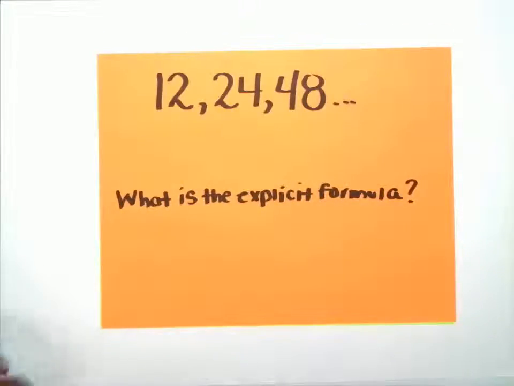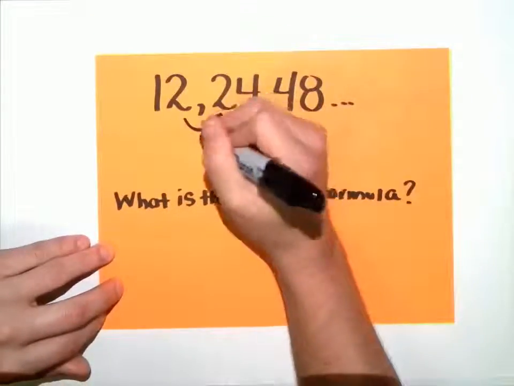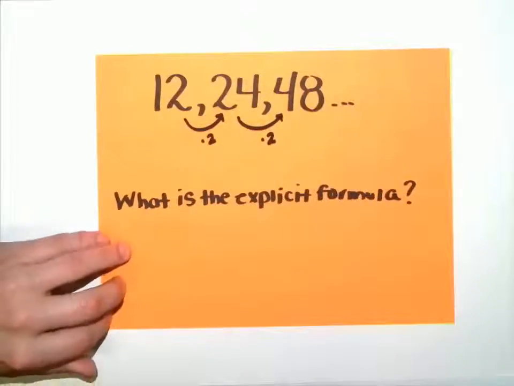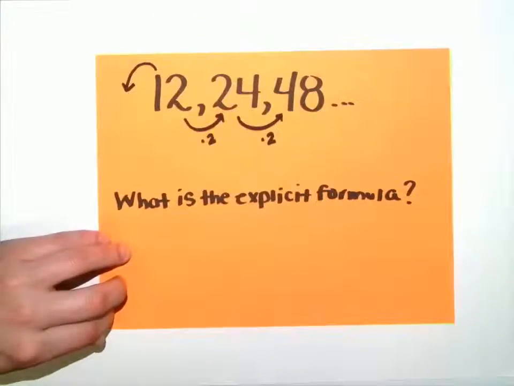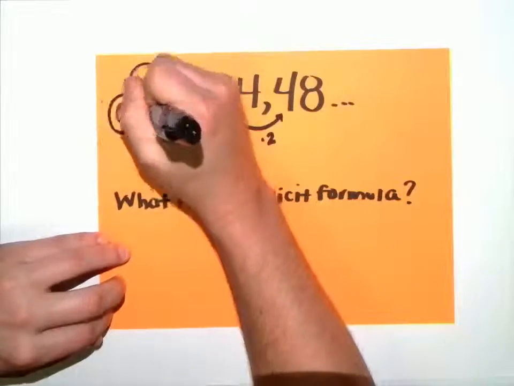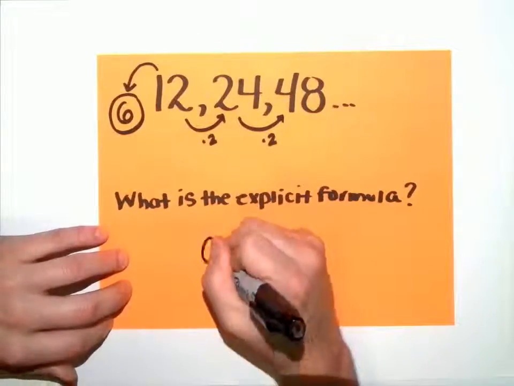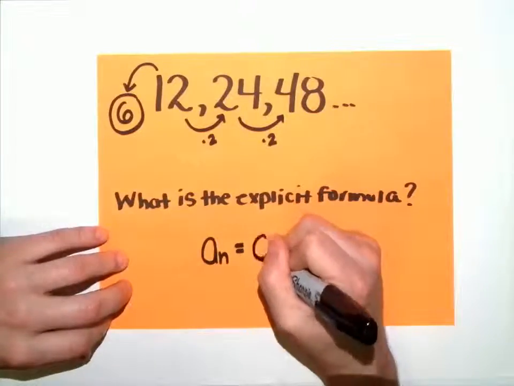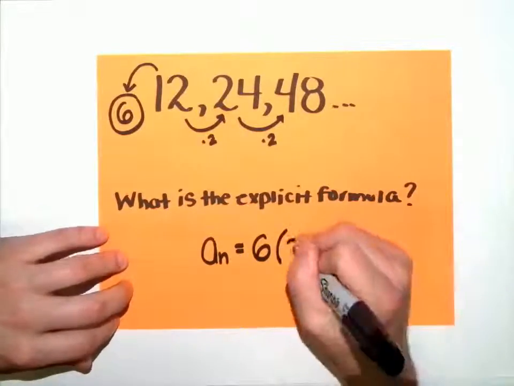So let's try to identify first our pattern, our common ratio. What are we multiplying by to get from 12 to 24? It's times 2. And from 24 to 48, it's times 2. And we can go back and find our 0 term. And our 0 term is going to be 12 divided by 2, which is 6. There's our 0 term. So when we go to write our explicit formula here, we're going to start with a sub n equals. This is starting at the number 6. That's our 0 term. We're multiplying by 2.